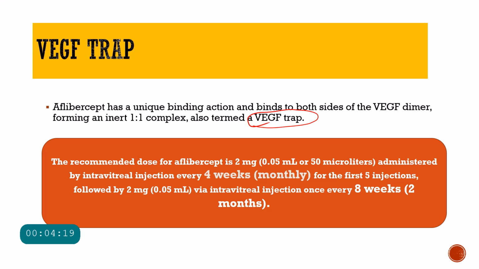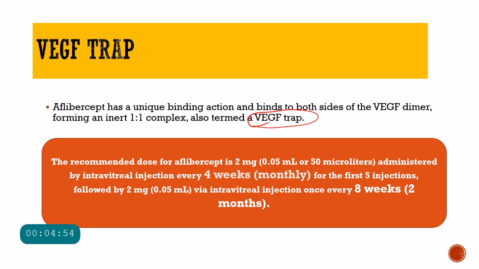Okay, now here I would like to tell you something about the dosage of aflibercept as well. When you talk about ranibizumab and bevacizumab, usually we give monthly injections and those are given till we achieve some stability in terms of OCT thickness and best corrected visual acuity. However, when you talk about the VEGF trap, that means aflibercept, the dosage is 2 milligrams, okay, and the volume is 0.05 ml and you are administering it intravitreally every 4 weeks, that is monthly, for the first 5 injections, or the first 3 injections in some cases.